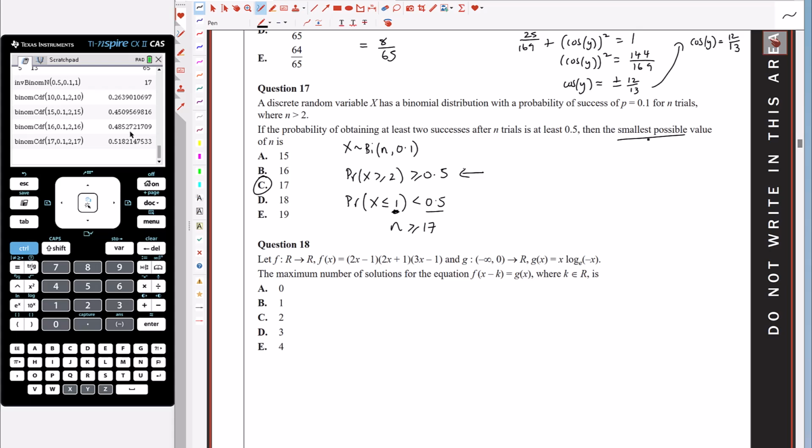Okay, let f be this cubic function with domain R, let g be this product of a linear and a log function with domain from negative infinity to 0. That's not a restricted domain though, that's just the implied domain that's necessary for this log function to be defined. The maximum number of solutions for the equation f of x minus k equals g of x.